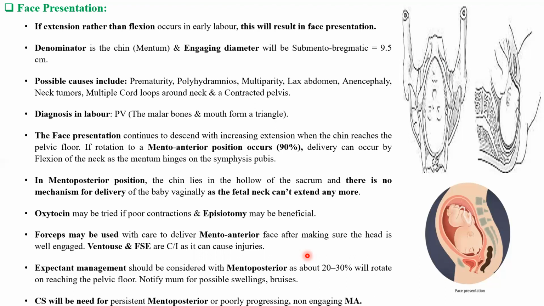So the denominator will be the chin, or the mentum. The engaging diameter will be the submentobregmatic diameter. The head will be in full extension instead of full flexion, and it can be diagnosed by vaginal examination during labor. 90% will be mento-anterior, which can be delivered by flexion. 10% will be mento-posterior, in which there is no mechanism of labor, unless in 1/3 of the cases it rotates into mento-anterior. If it is mento-posterior, or if there is delay in delivery of mento-anterior, you can go for cesarean section.